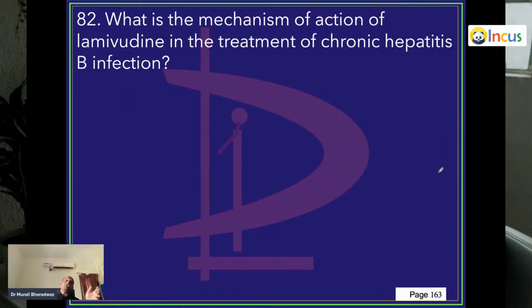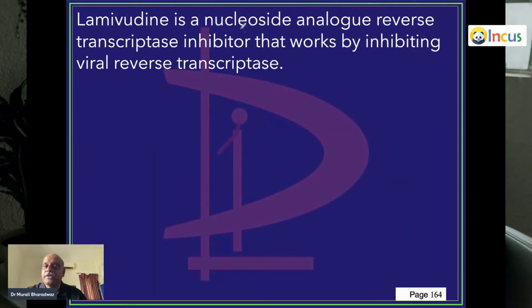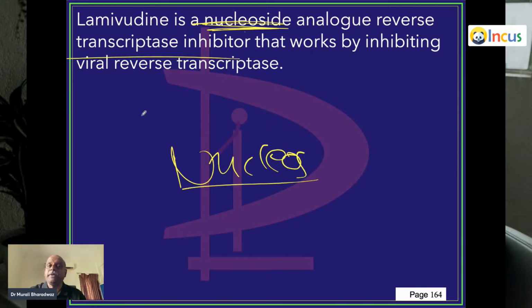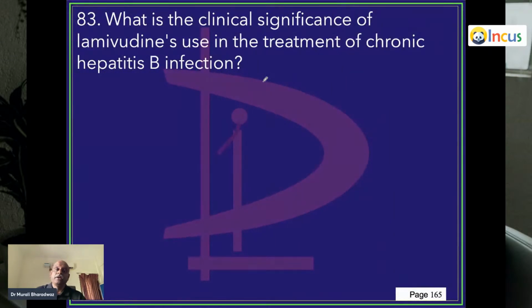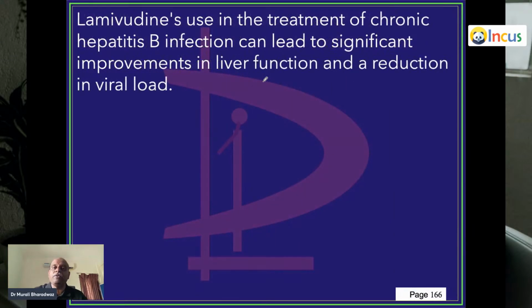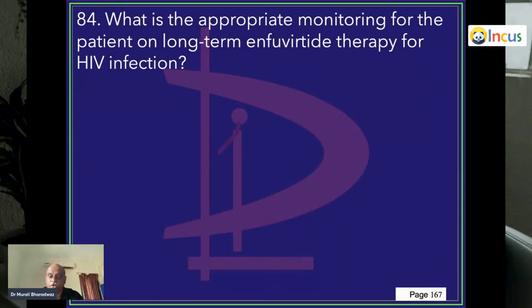So what is the main mechanism of lamivudine in the treatment of chronic hepatitis B? It is a nucleoside analog reverse transcriptase inhibitor that inhibits the viral reverse transcriptase. What is the role of lamivudine in chronic hepatitis B? It is used even for chronic hepatitis B infection. It will improve the liver function and reduce the viral load, which is what you need to remember.